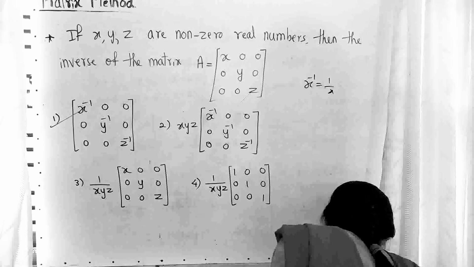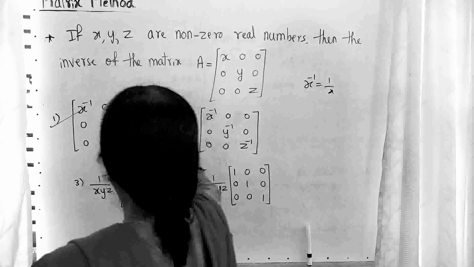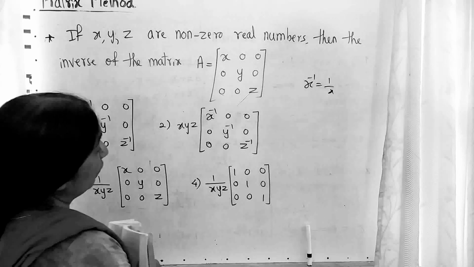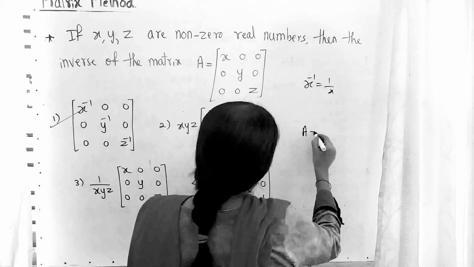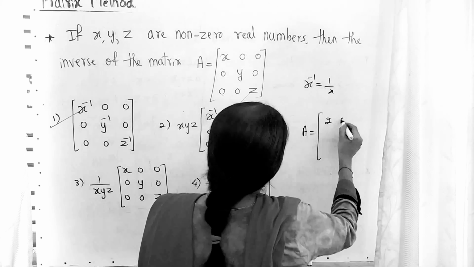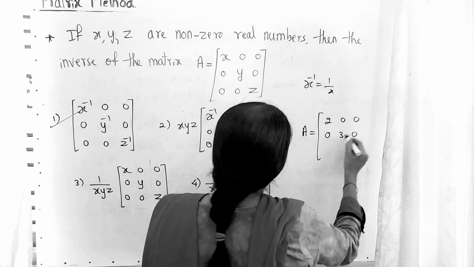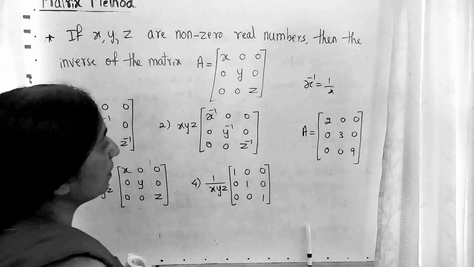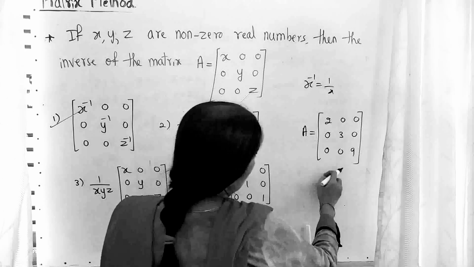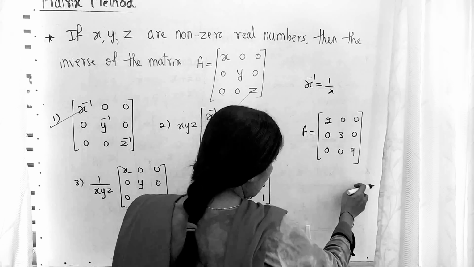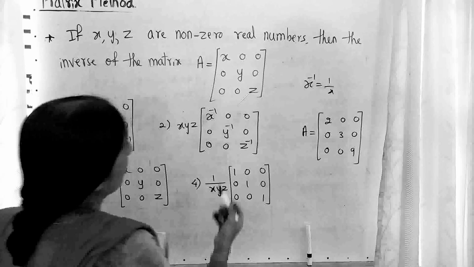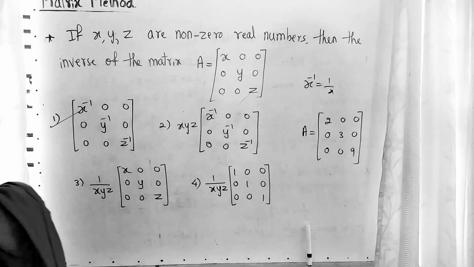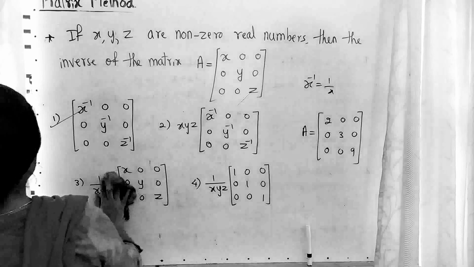If you solve also you will get the same answer. And this we are using as a standard result to solve the same type of example. For example, if A is the matrix 2 0 0, 0 3 0, 0 0 9, then its inverse is 1 by 2 0 0, 0 1 by 3 0, 0 0 1 by 9. That we are referring as the standard result. Moving to the next question.